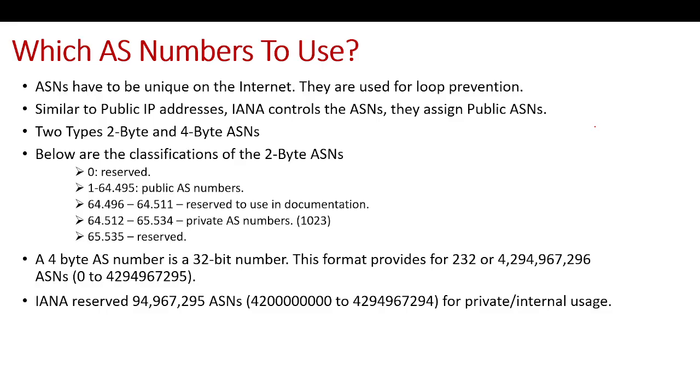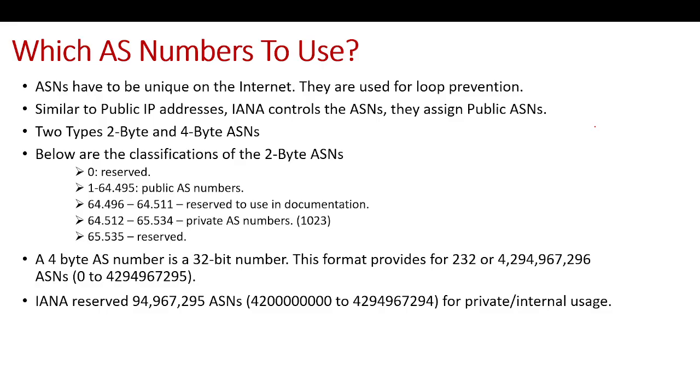So for the 2 bytes, we have different classifications. Just to mention, we have the reserved: 0 is reserved, we'll never see an autonomous system number of 0. We have 1 to 64,495, which are the public autonomous system numbers. Then we have 64,496 to 64,511, reserved for use in documentation. And then we have 64,512 to 65,534, which are private autonomous system numbers.